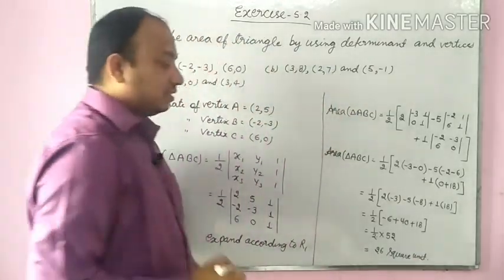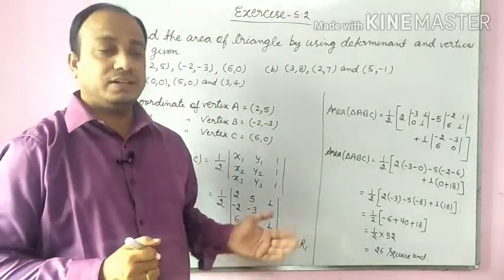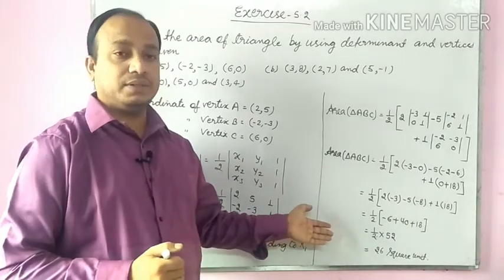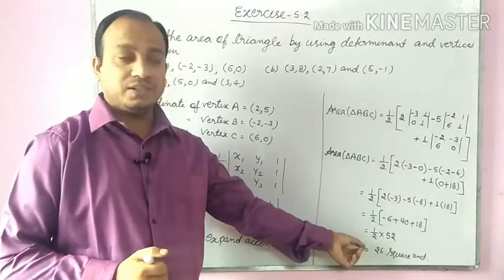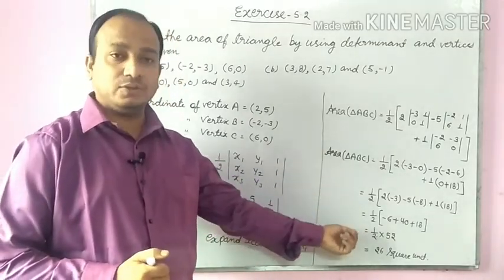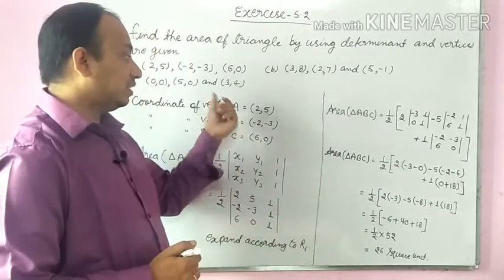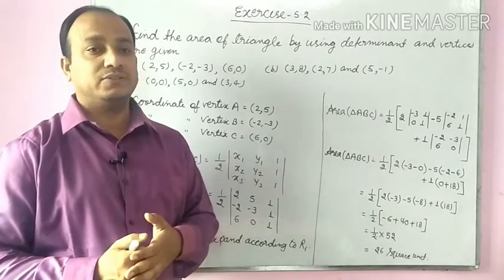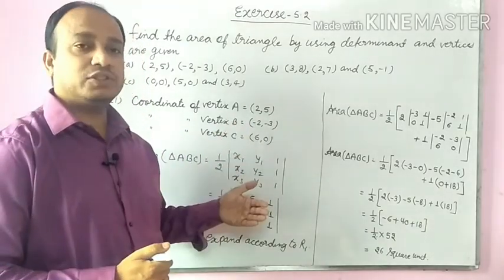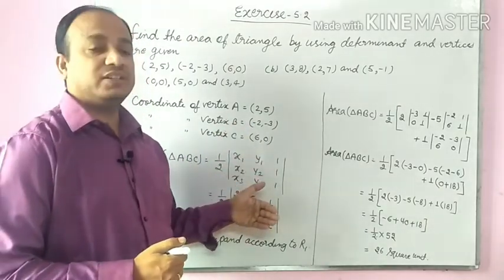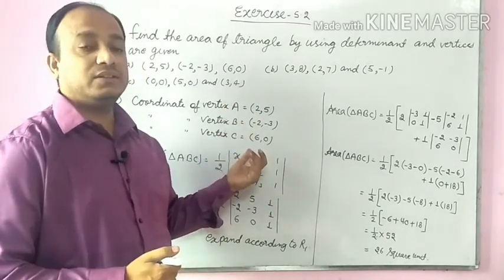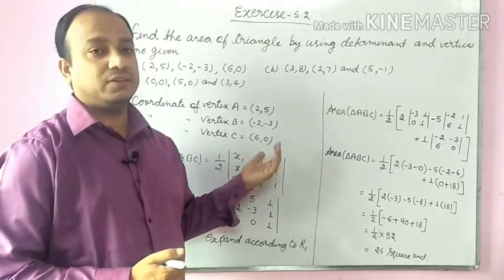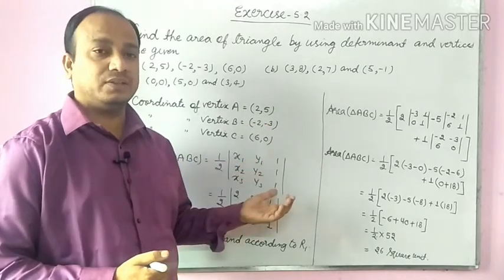Okay, then 26 square unit is the area of triangle ABC. If the area of triangle ABC is 0, then we can say that points A, B and C are collinear. This is the condition for the collinearity of the 3 points. Questions like this will also come, in which we have to check whether the given coordinates of the vertices A, B, C are collinear or not, meaning whether 3 points are collinear or not.